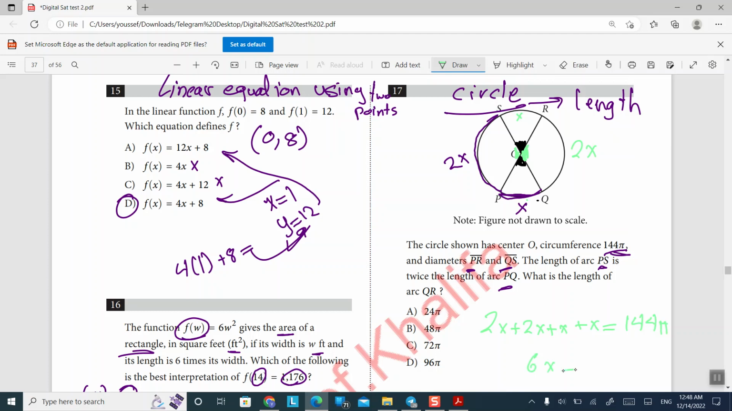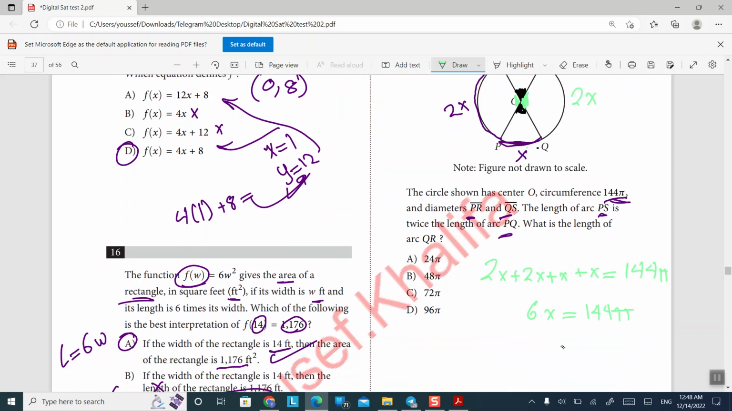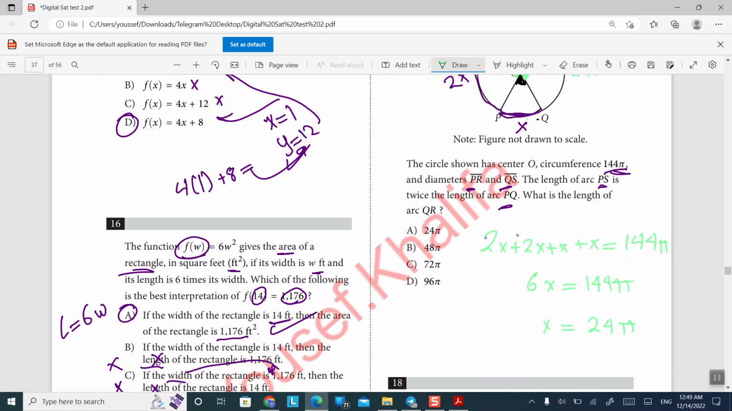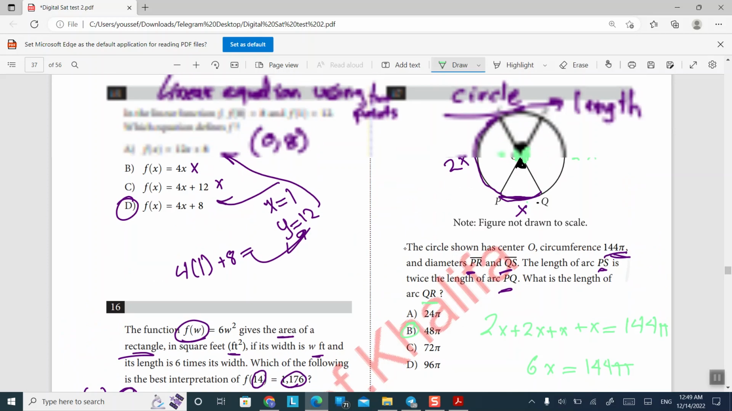So 6x is equal to 144 pi, x is equal to 24 pi, which means the length of QR equals 2 times 24 pi, which is 48 pi.